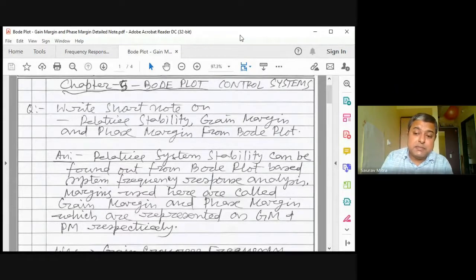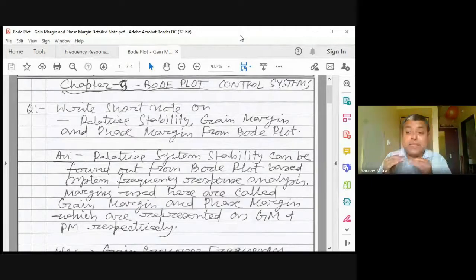If I say a system has a phase of minus 180, that means the output will be out of phase compared to the input. So what is meant by minus 180? It is out of phase. 180 is out of phase, but minus 180 is also out of phase. In that case, the output will lag the input by 180 degree.